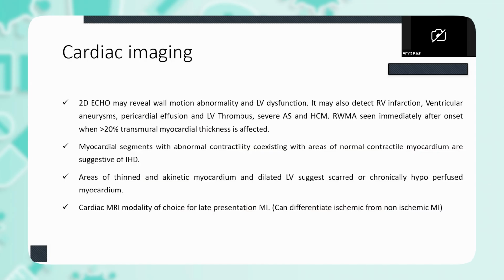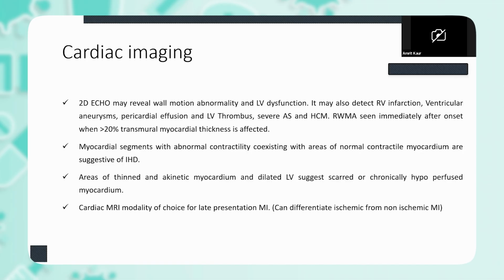Also remember, it is only when more than 20% of your transmural myocardium is involved that you would start to see regional wall motion abnormalities. So your echo can be absolutely normal as well. When you perform an echo, how do you know that this is an ischemic heart disease, an acute condition? You will have segments of normal contractile myocardium mixed with abnormal contractility. So it will not be a global wall motion abnormality. You will get RWMAs in the areas where your coronaries are affected.